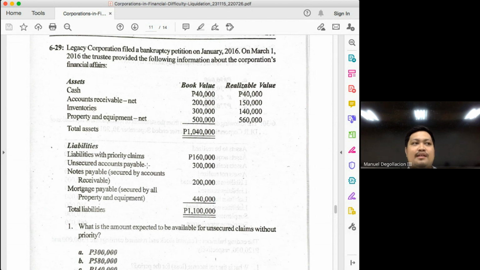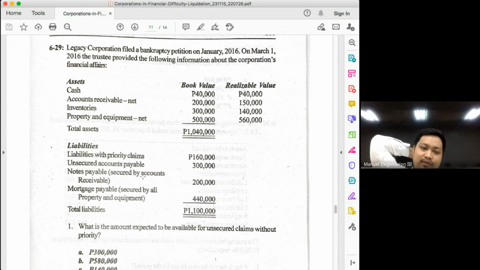The 120 excess will be made available to all the other creditors. What's the second thing you should remember in your net free assets? Do not forget to deduct the unsecured liabilities with priority. Given in the problem, yes, in the amount of 160. So our computation now would be 180 plus 120 minus 160. How much would that give us? 140,000.